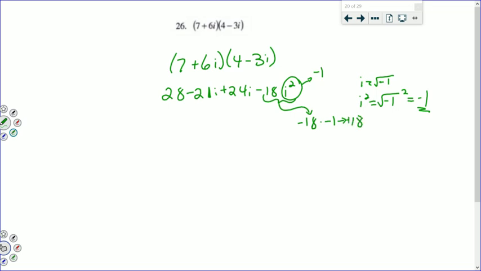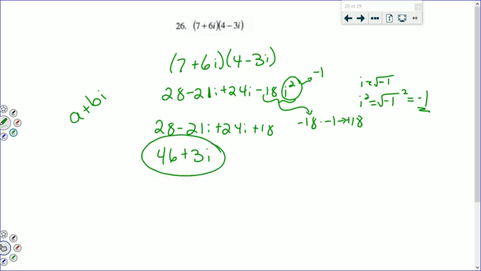Okay, so let's rewrite this. 28 minus 21i plus 24i plus 18. Now we want to combine like terms, and remember, whenever we have a complex number answer, we always want it to be of the form a plus bi, where a and b are real numbers. So we add together our real numbers, 28 and 18. We're looking at, let's see, 36 and 10 is 46. And then negative 21 i's plus 24 i's is going to leave us with positive 3 i's. And there is our complex number solution.